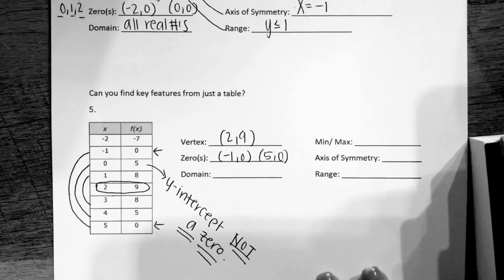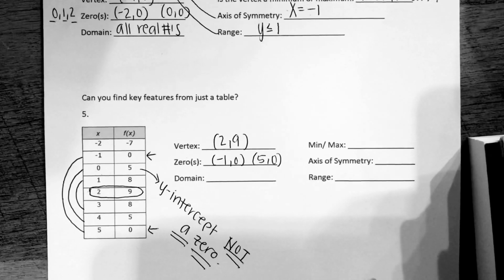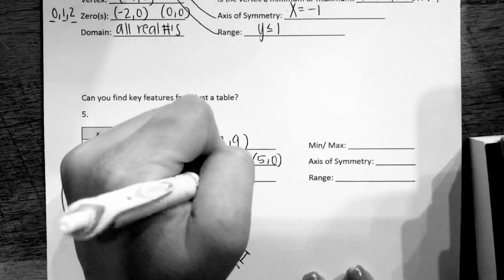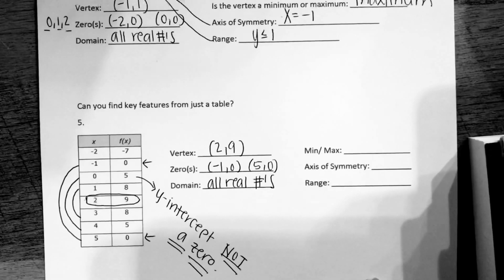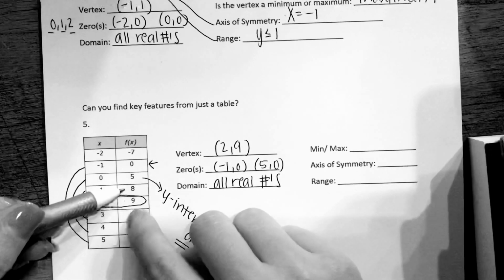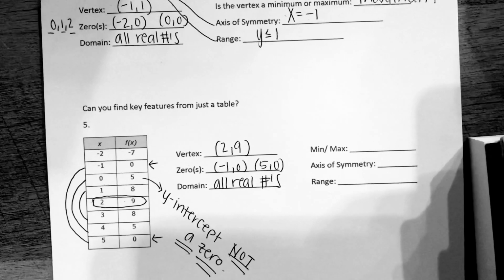All right, moving along, my domain. This is still going to be all real numbers. There are no restrictions. As for a minimum and a maximum, I want to look at my vertex and decide, are the points, when I move away from it, getting bigger or smaller? That is what's going to help me decide, is this graph moving downwards or is it trending upwards?